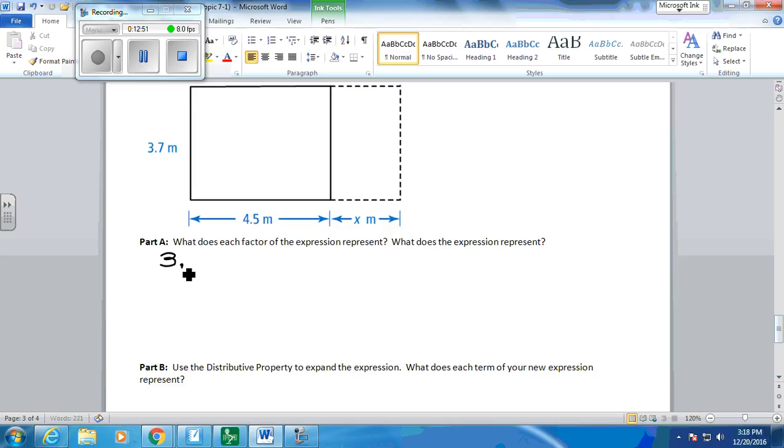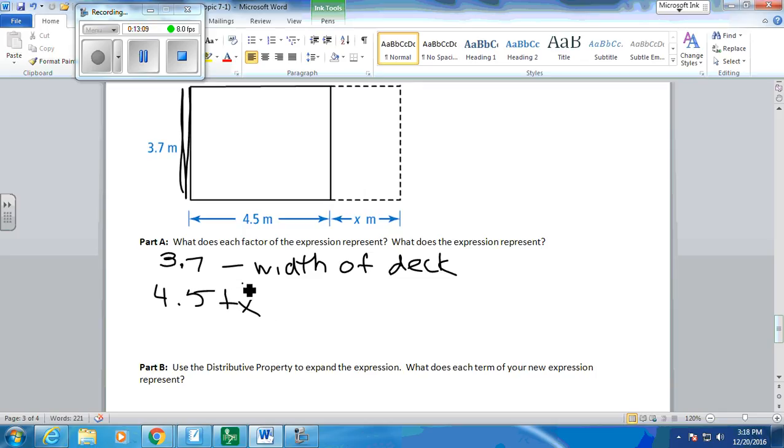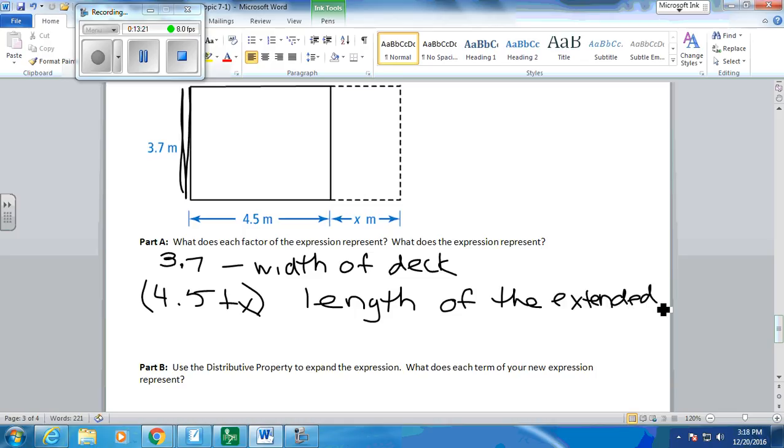So the 3.7, that is this right here, that would represent the width. The 4.5 plus x would be the length of the extended deck, because that includes the original deck plus the new portion. And then the 3.7 all times the 4.5 plus x would be the area of the new deck.